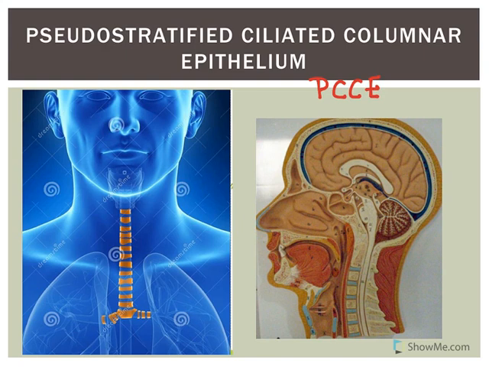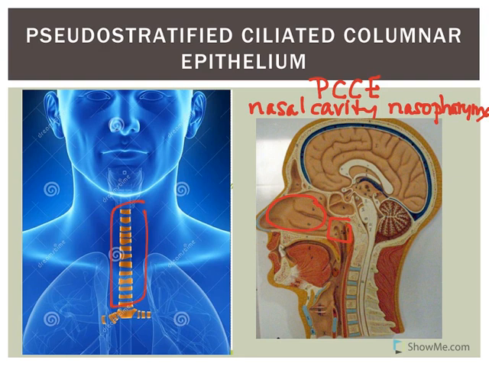Places that you're going to see it is in the upper respiratory tract. So you start up here in the nasal cavity. Another part is the first part of your pharynx, right here is your nasopharynx. Here is your trachea. And then down here you have bronchi. Those are actually part of your lower respiratory tract. So large parts of your respiratory tract have PCCE.